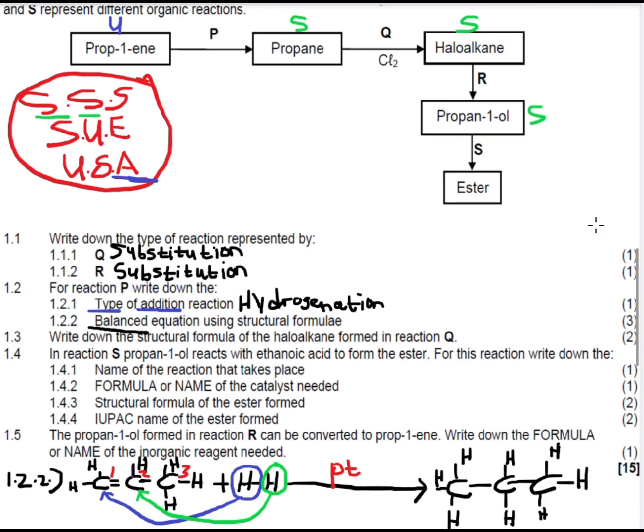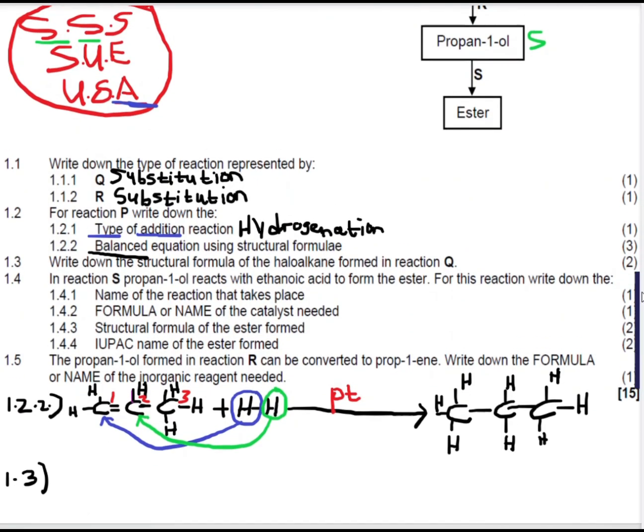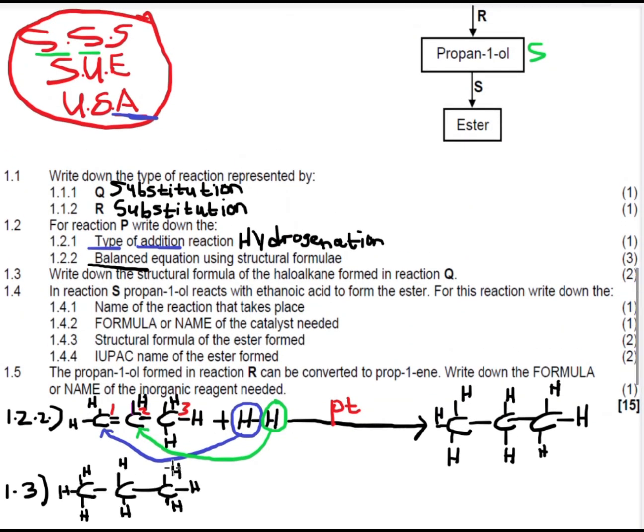Our Q, remember, we're moving from an alkane to a haloalkane. We're adding the chlorine atom, the 2 chlorine atoms. So our alkane there is propane. Of course we're starting with our propane. This is 3 carbons here. This is my propane that I've written here in question 1.3.